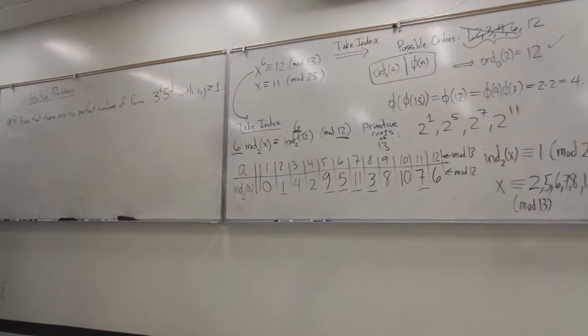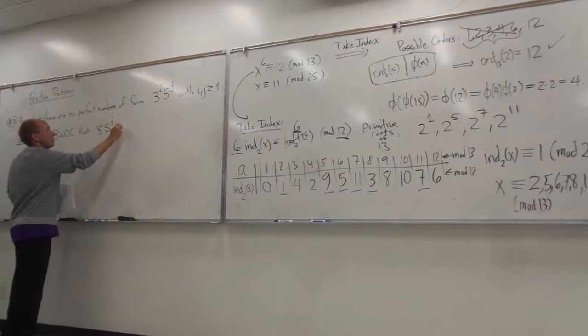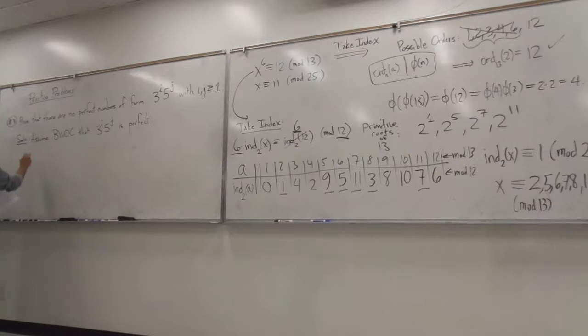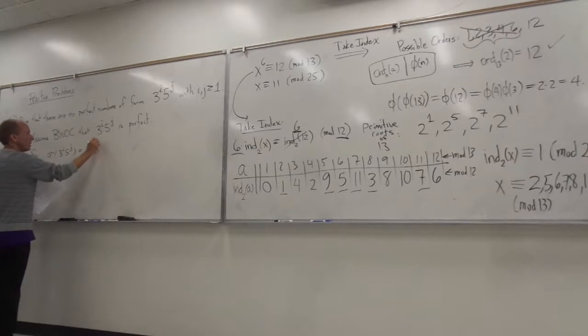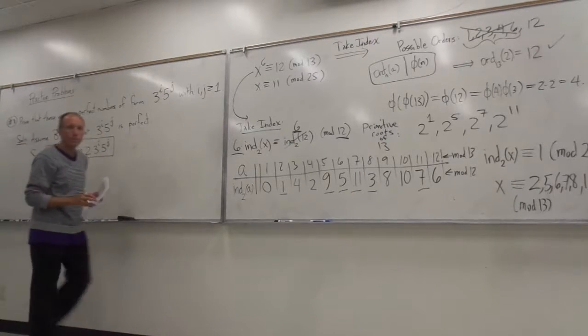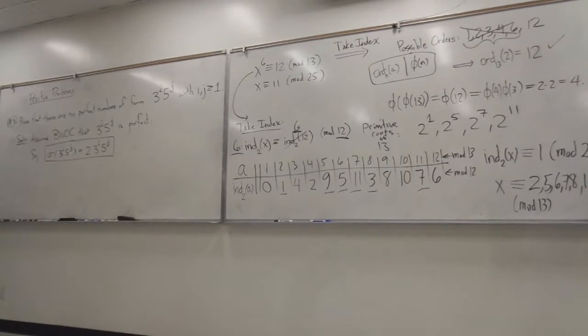By contradiction? Okay, so we could say, for the solution, let's assume by way of contradiction that 3 to the i times 5 to the j is perfect. Okay. So what does that mean again? That just means that sigma of 3 to the i, 5 to the j is equal to 2 times 3 to the i, 5 to the j. Okay, that's what it would mean if it was perfect. Okay, what can we do with that?